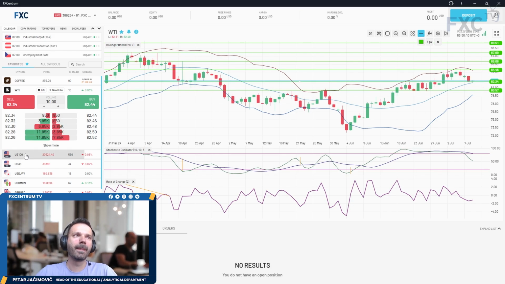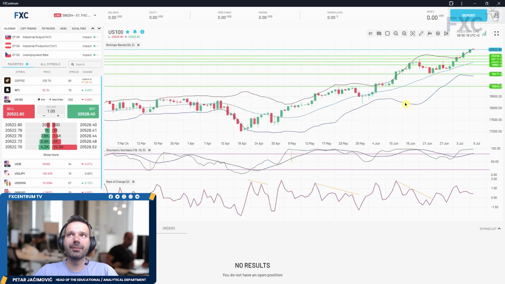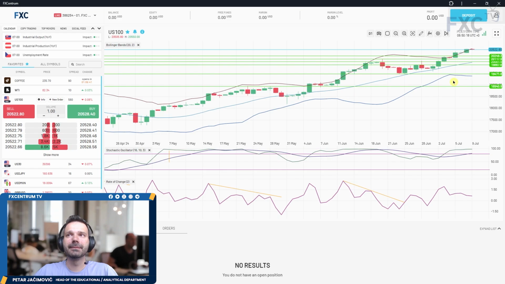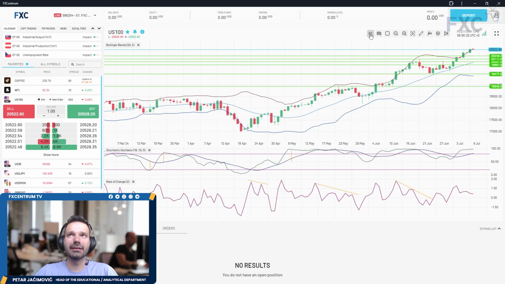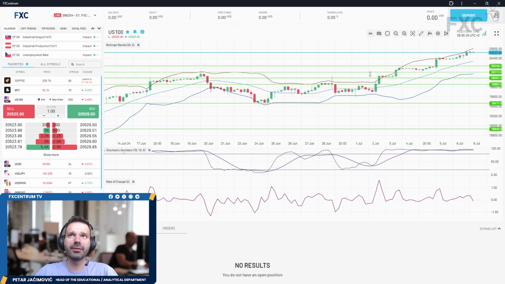On the US 100, the market is trading alongside the upper Bollinger Band on the daily time frame, and we can see that the market is in an extended environment. Even if we take a look at the weekly time frame, you can say this is pretty much an extended environment on the weekly time frame, the last 10 weeks or so. So we're just going higher alongside this upper Bollinger Band.